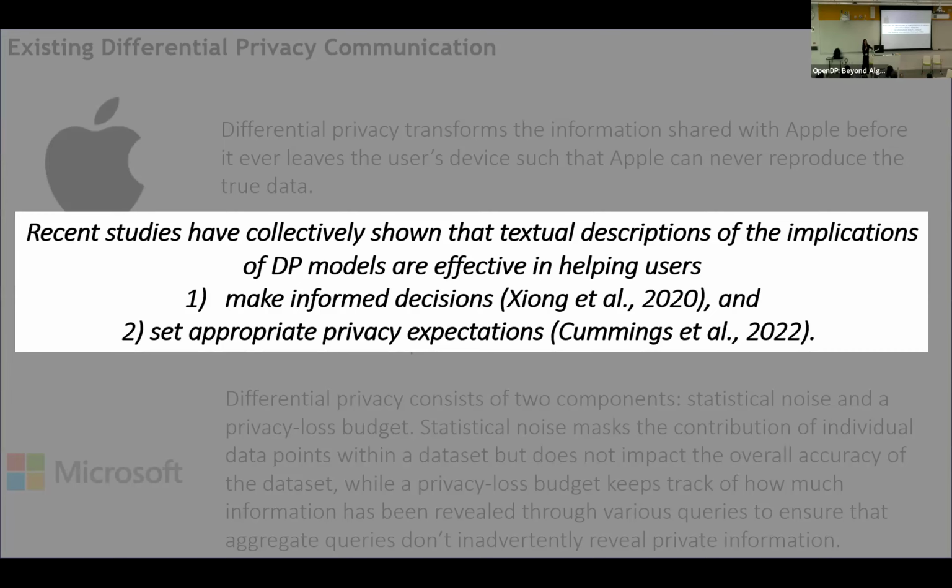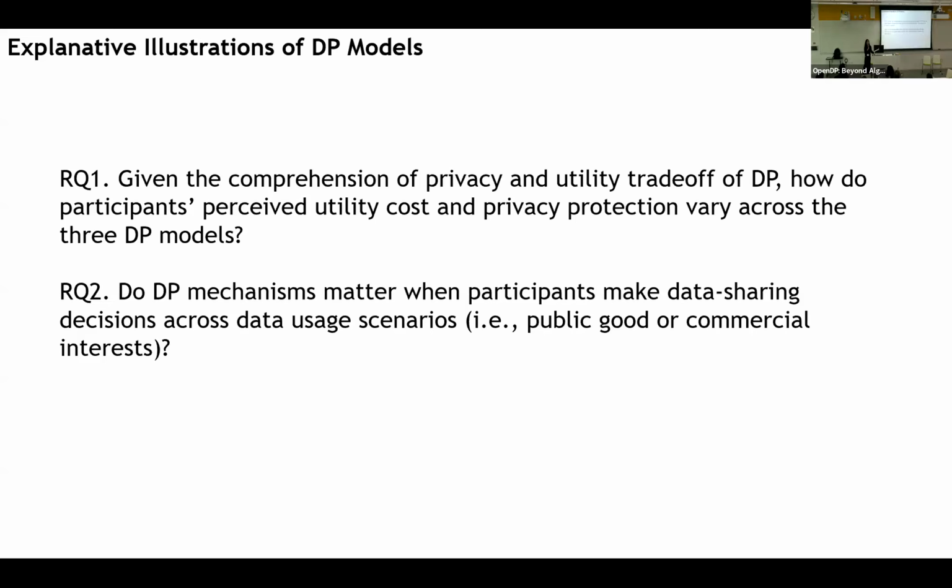So in this work, I will share with you how we looked into communicating not only the privacy protection but also the associated utility cost to end users. In particular, we focused on three different DP models: central DP, local DP, and shuffler DP. I will explain what I mean by shuffler DP in a few slides. Those are the research questions we looked into in this study.